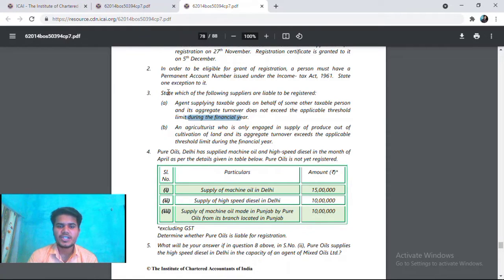Question number 3. State which of the following suppliers are liable to be registered. First case, an agent supplied taxable goods on behalf of some other taxable person and its aggregate turnover does not exceed the applicable threshold limit during the financial year.